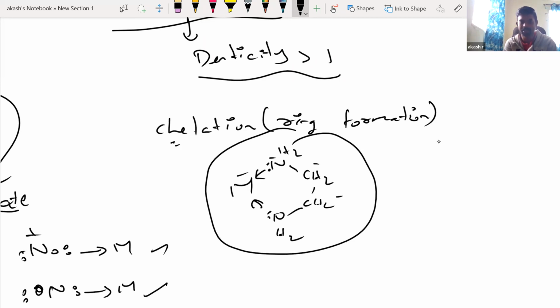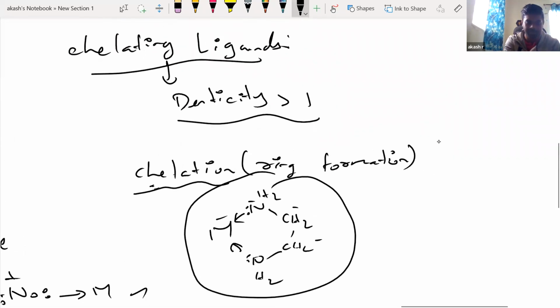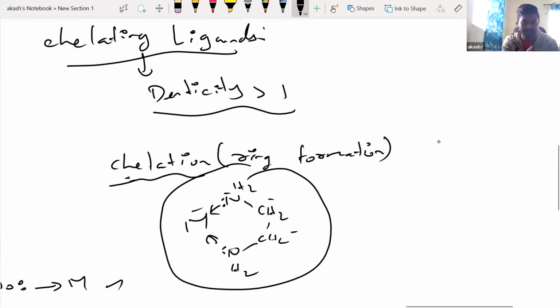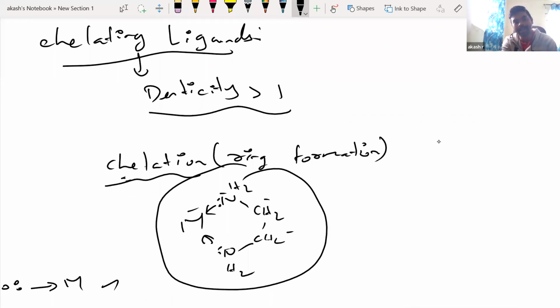This kind of process is what is called chelation. Whenever a bidentate ligand or a tridentate ligand, whatever it may be, is able to form a ring, that particular ligand is called a chelating ligand, and the process of ring formation is called chelation. You understand there's a ring formation here, easy, right? The ligand capable of doing this is called a chelating ligand.